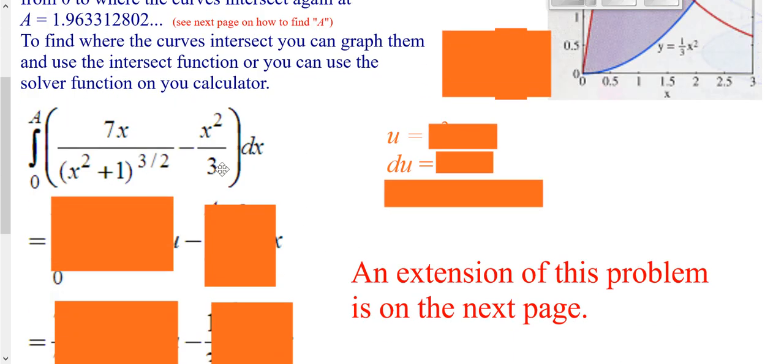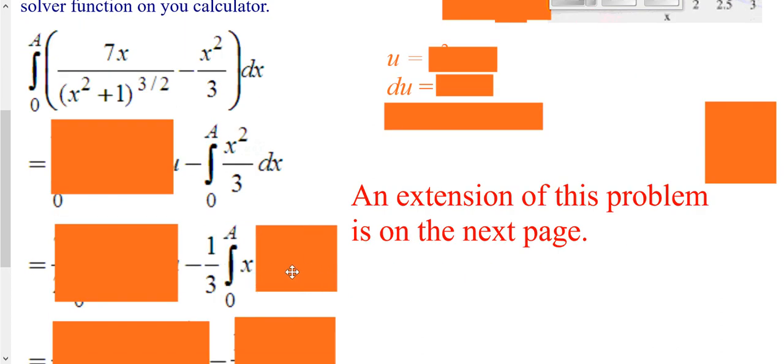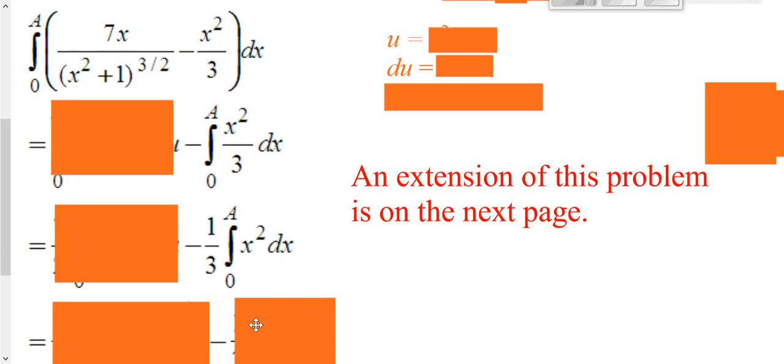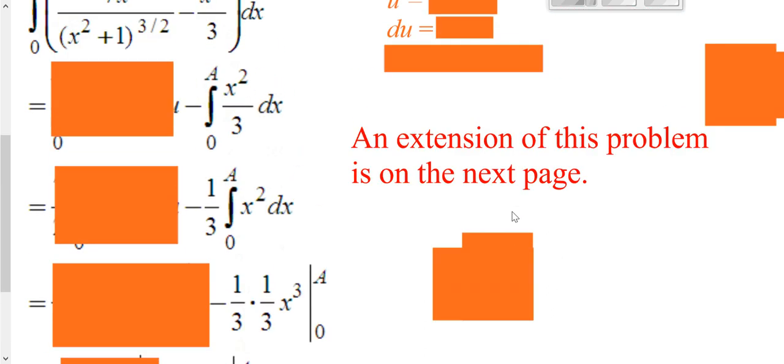Now, this last part's pretty easy to integrate. That's a 1/3 x cubed. So all we'd have to do is just integrate that. You're just integrating an x squared with a 1/3, increase your exponent by 1, and then evaluate it from A to 0. Well, 1/3 times 1/3 is a 1/9. So that's pretty easy to integrate.